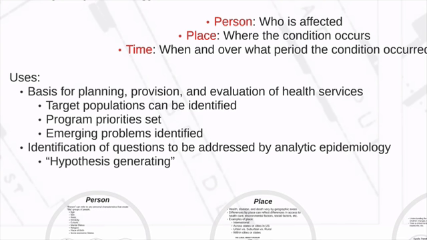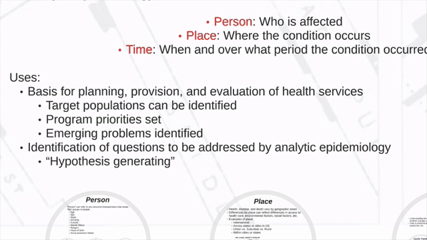We can set priorities by saying, the prevalence of this condition is now this high when it was this high earlier. And we can really start to identify emerging problems. And once again, the descriptive epidemiology is for the most part used in a research or academic context for the identification of questions to be addressed later in analytic epidemiology.